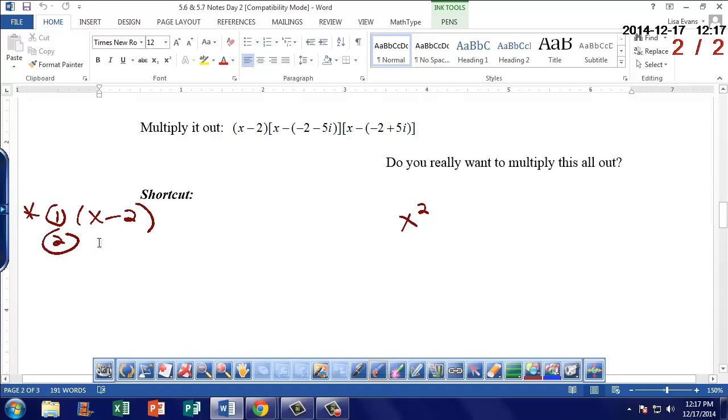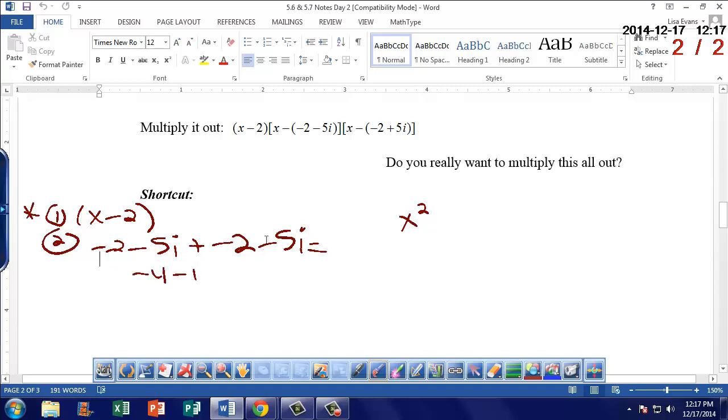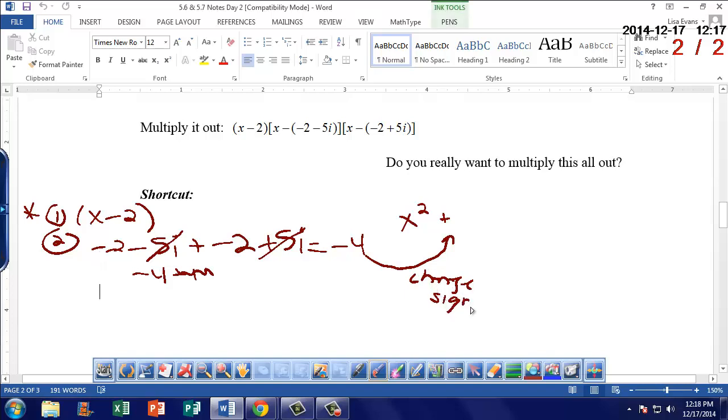Step 2 is we're going to take the conjugates and we're going to add them. So we're going to add -2 minus 5i plus -2 plus 5i. When you do that, you get -4, and the imaginary parts are gone, 0. So you get -4. Now you're going to take -4 and change the sign, and you're going to write that as your x term. So it's going to be positive 4x.